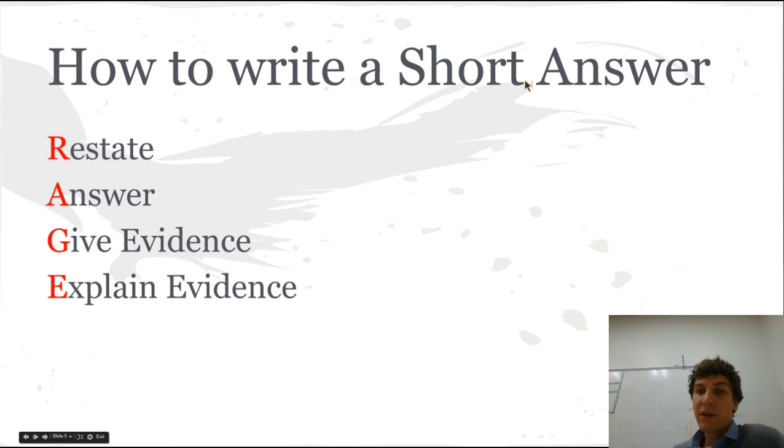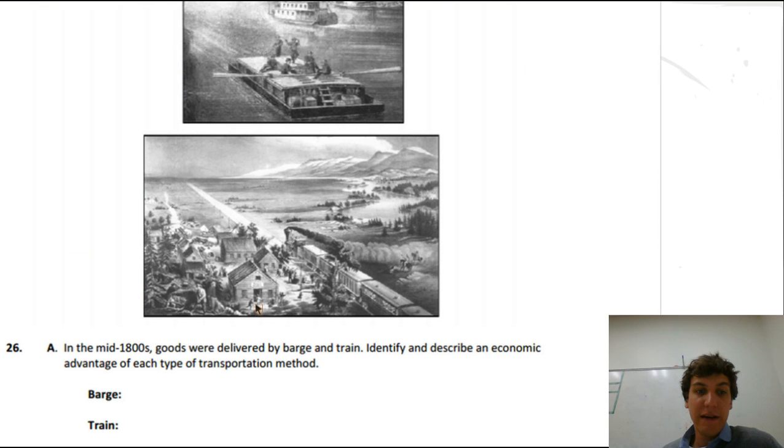So the first part after the multiple choice is going to be that short answer. And when you're writing those short answer questions, please, please, please put as much effort into it as you can. Make sure you're using that RAGE format. Restate the question, answer the question, give evidence, explain your evidence, and so on. For example, and this is just a really short example, if I had this question: in the mid 1800s, goods were delivered by barge and train. Identify and describe an economic advantage of each type of transportation method.